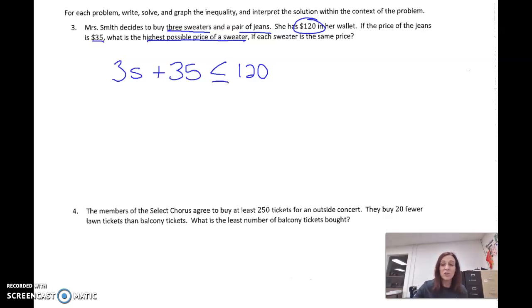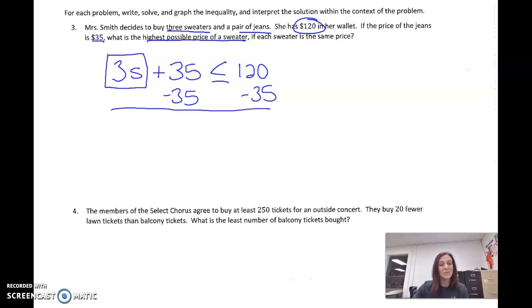All right, so now solve it. And we're going to do the same thing again. We're solving for our S, that's our unknown price. So I'm going to get rid of the 35 by combining it with the negative 35, or think of it as subtracting 35. Whatever I do to one side, I do to the other. I bring down my 3 times S. I double check to make sure those cancel and give me 0. I bring down my less than or equal to, and then I just compute 120 minus 35, which is 85. Okay, I've solved for my S term.